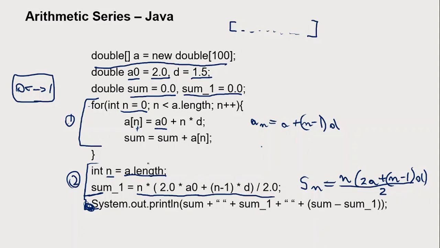So we just apply the formula, and then just to check, we have one line of code here to print sum, what comes out from the first method, plus sum1, the number coming out from the second approach, and then the difference between the two. If you run this code, they both should give you the same value, and therefore the difference should be 0. They are equally the same.